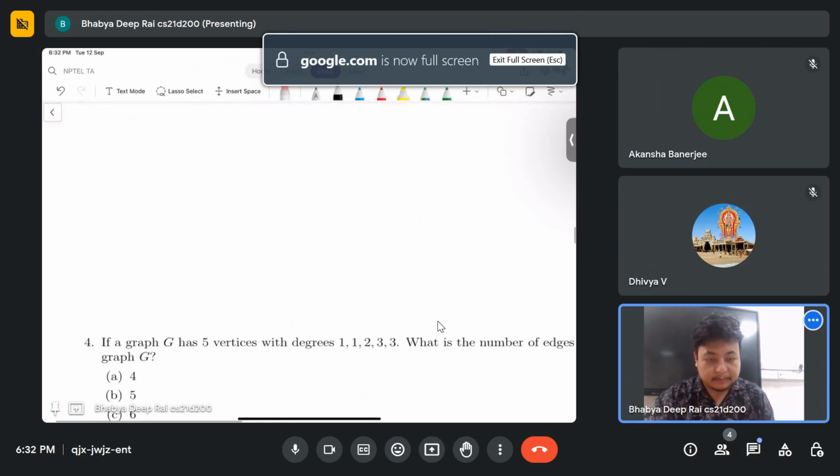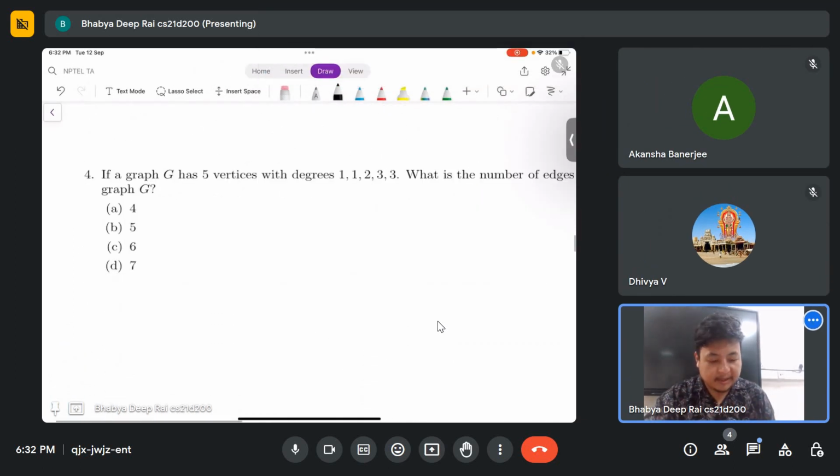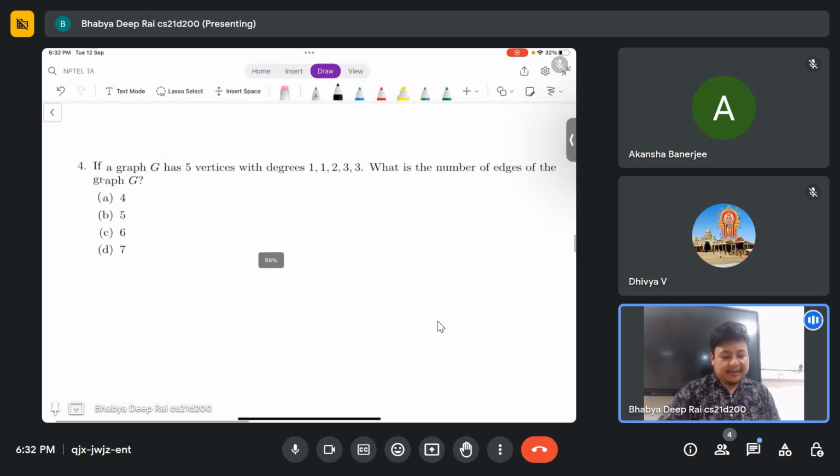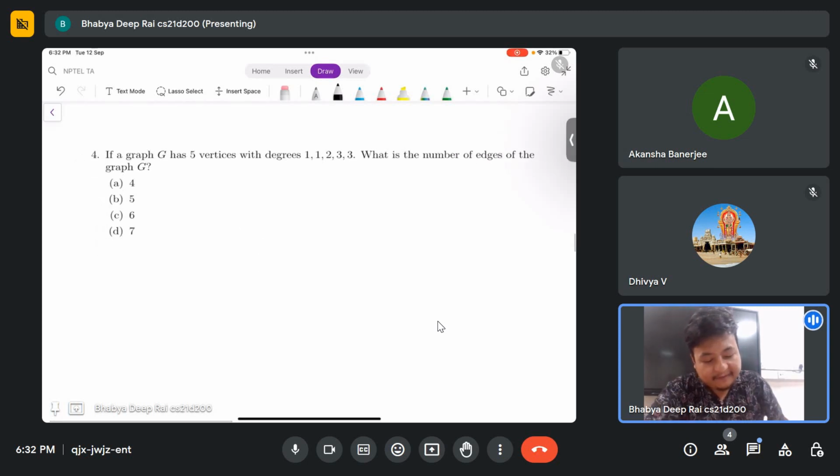Okay. So let's look at this one. If a graph has 5 vertices but degrees 1, 1, 2, 3, 3, what is the number of edges of the graph G?